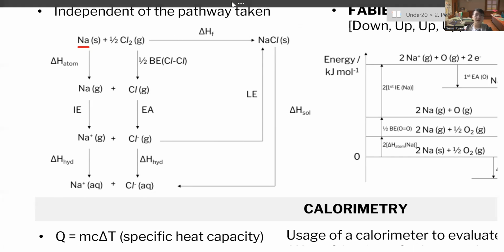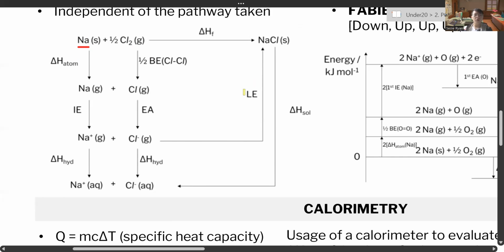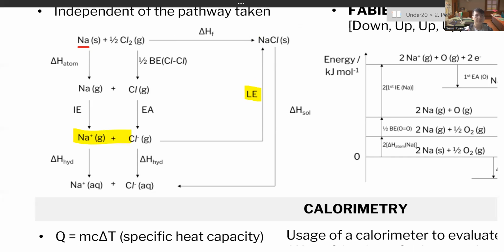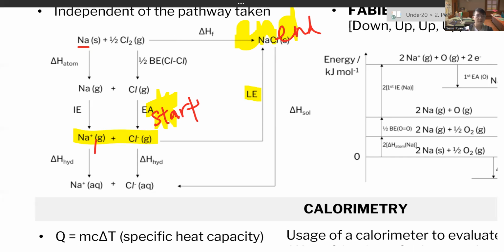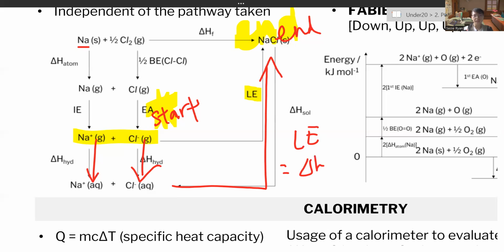Let's say, for example, I want to figure out the lattice energy of forming sodium chloride. There are many ways that we can do this. If we start off with the gaseous ions, notice that the arrow starts here and ends here. So we just follow the same thing. If we start here, you go this way, and we go this way. So lattice energy equals the hydration energy minus the solution energy.